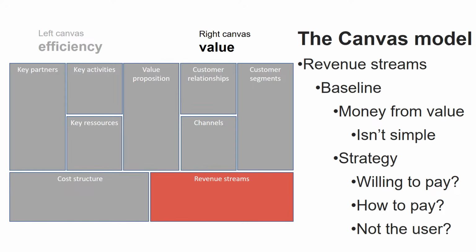Sometimes it is not even the user who pays. An example are viewers of a major sporting event. The revenue comes from the companies that advertise at the event. You need to find a strategy that suits your business.